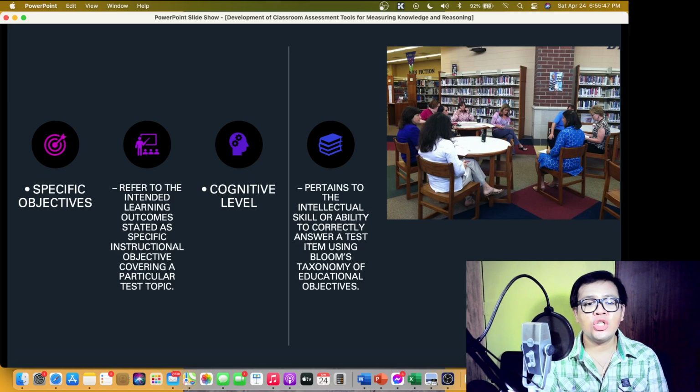As you can see as well, specific objectives actually refers to the intended learning outcome stated in a specific instructional objective covering a particular test topic. And when you're talking about the cognitive level, this pertains to the intellectual skill or ability to correctly answer the exam or a test item using Bloom's taxonomy of educational objectives.